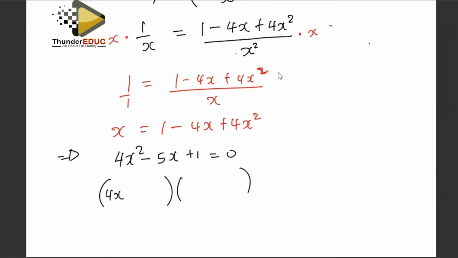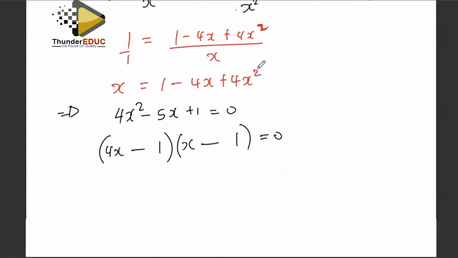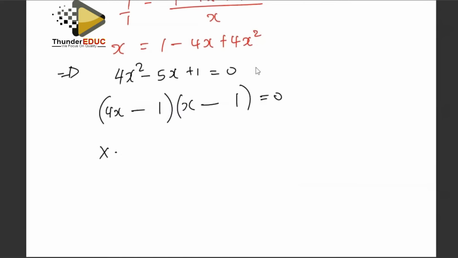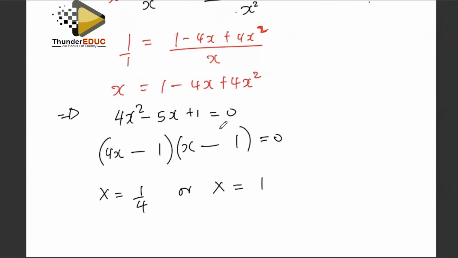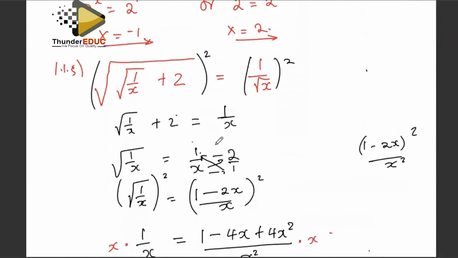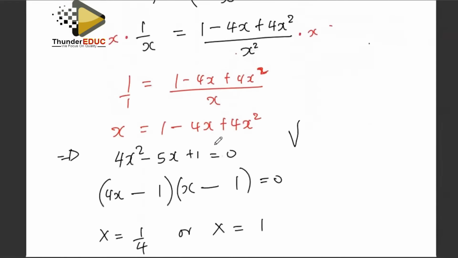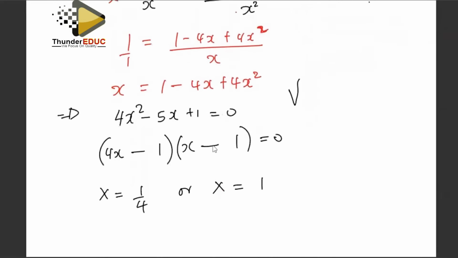We can have 4x and x, because my target is a 5. So this will be a 1 and a 1, and then I use a minus on both sides. Okay. So meaning that my first x is going to be 1 over 4, or my x is going to be 1. But since the question was having surds or roots, I have to go back and test. Okay. So what are we testing? We are testing with a quarter and also testing with 1.